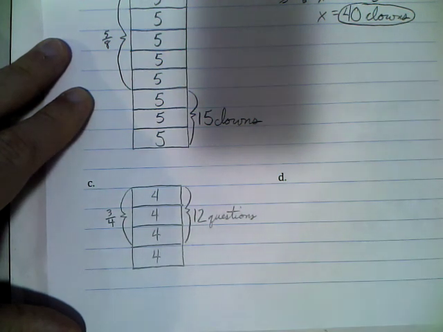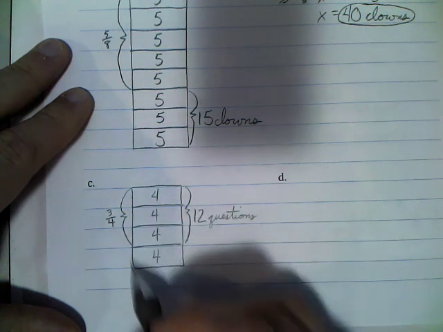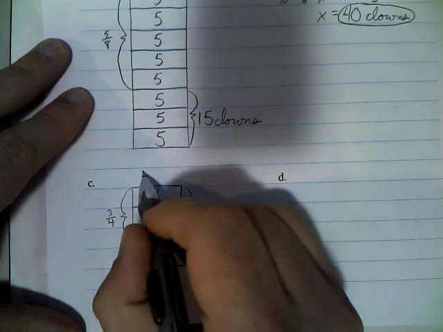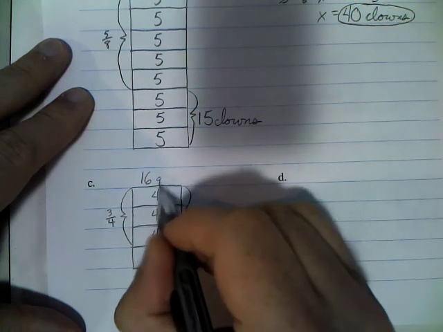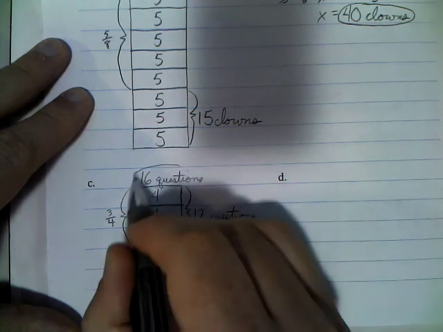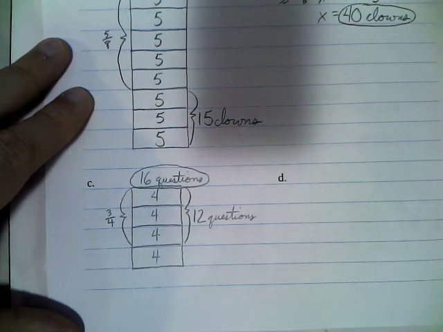So let's go and actually see what the question's asking. At that rate, how many questions would Vincent answer in 1 hour? So if this is 3/4 of the hour, that means the whole box then is the whole hour. So put the whole thing together. 4 groups of 4 is 16 questions. So at that rate, Vincent will answer 16 questions in the hour.